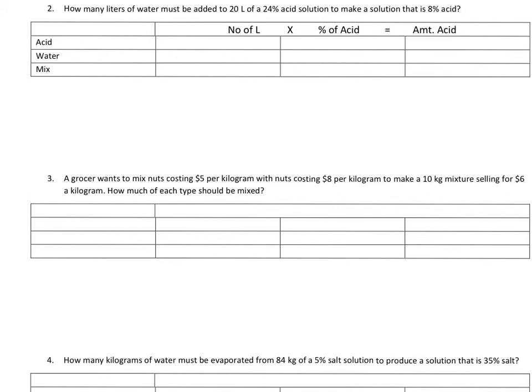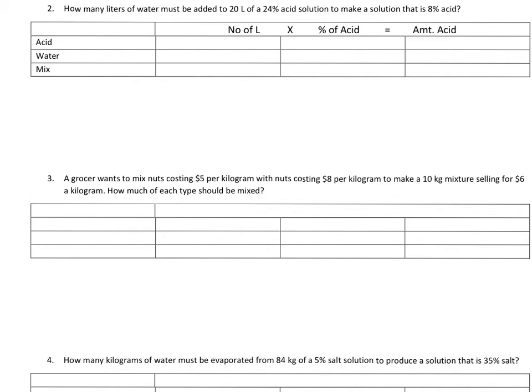Number 2. These ones are kind of the same idea, a little different, but really kind of the same idea. Still a mixture problem. Number 2 says how many liters of water must be added to 20 liters of a 24% acid solution to make a solution that's 8% acid.